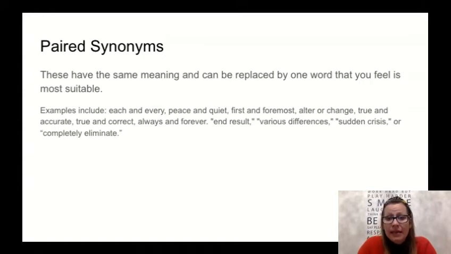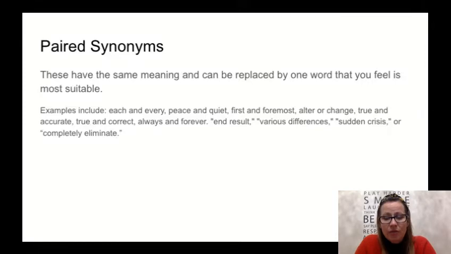Paired synonyms then. These have the same meaning and can be replaced by one word that you feel is more suitable. So for example, you've got a range of different ones here. Sudden crisis, for example. Well, a crisis is something that usually happens suddenly. So crisis is fine. Each and every, well, every means exactly the same. It means the same thing. So quite often, it's just something to be aware of, that you can have two words in a sentence that mean exactly the same thing, and it wouldn't be any issue if you removed one of those.